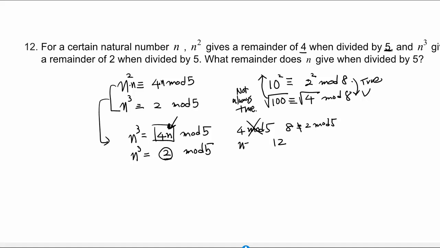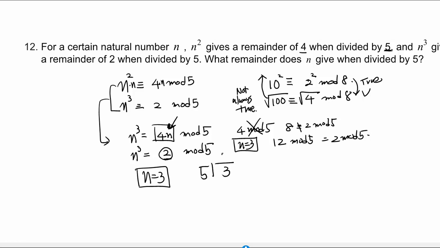When n is 3, 12 mod 5 equals what? 2 mod 5. That's true. So the number n is 3, that's it. We just found this one. So what is the remainder when divided by 5? 3 divided by 5, you know that, that's the remainder by itself. So n is 3 mod 5. So remainder 3 is the answer.